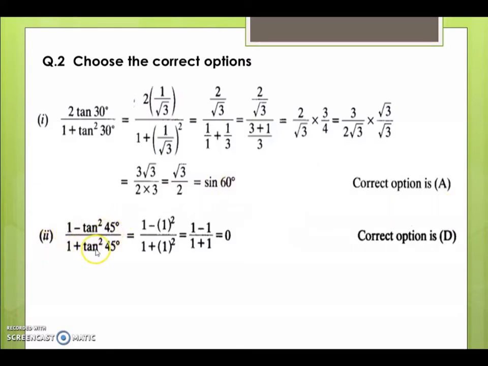Same way 1 minus tan square 45 by 1 plus tan square 45. Tan square 45 is 1. So 1 minus 1 will become 0. So if the numerator is 0, the answer will be 0. So correct option is D.